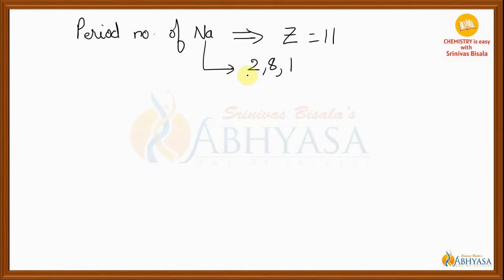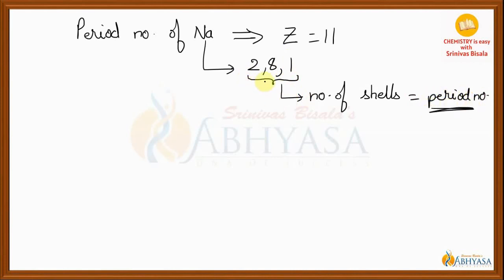And remember, the number of shells is nothing but the period number. The number of shells present in sodium is 3. That is the reason why sodium belongs to the third period. So this is your first concept. How to find out the period number? Simply write down the electronic configuration, find out the number of shells, and that number of shells will give you the period number. Then what we need to calculate? We need to calculate the number of neutrons in 4.6 grams of X.